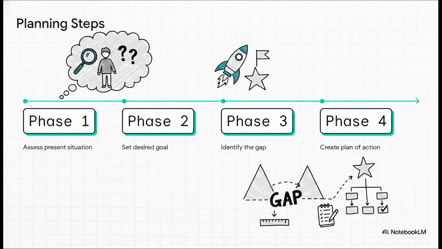Zooming in on that first step, planning. Notice the clear chronological progression. First, you assess your present situation. Literally, where are you right now? Next, you set your desired goal. Where do you want to be? So the absolutely crucial part is step 3, identifying the gap. The gap is the actual physical distance between your current reality and your goal. Once you clearly see that gap, step 4 is creating the specific plan of action to bridge it.